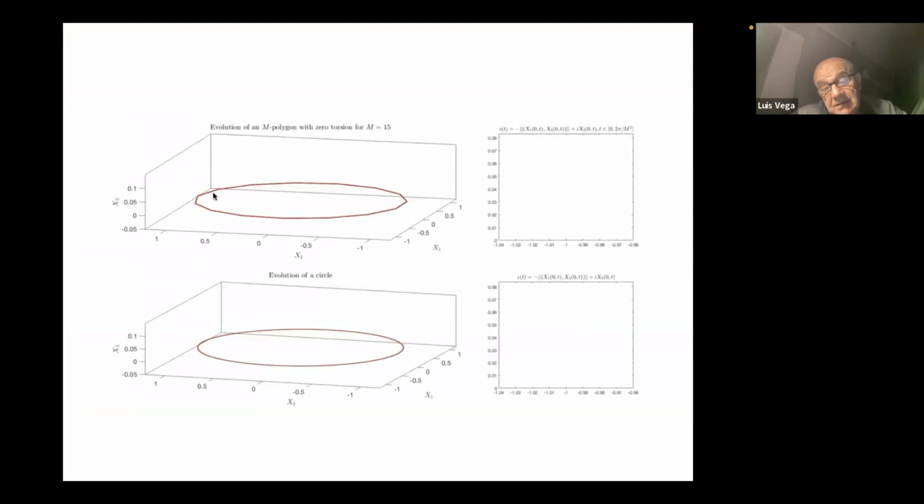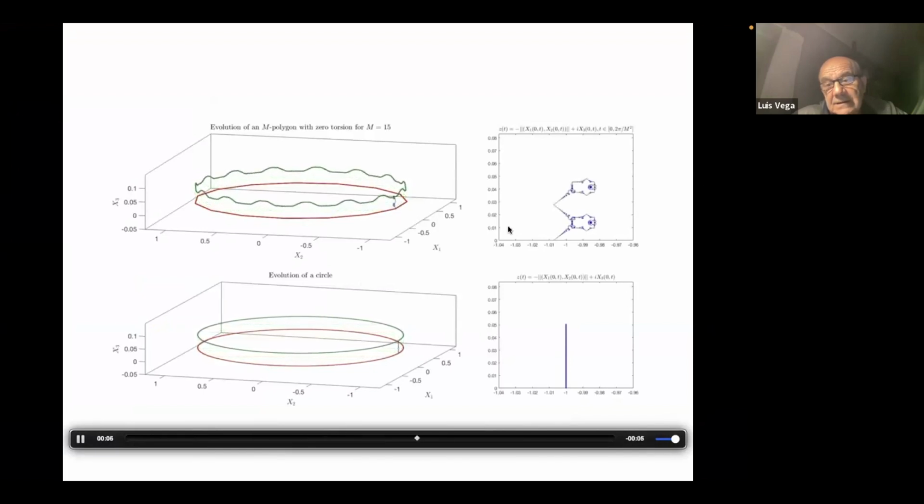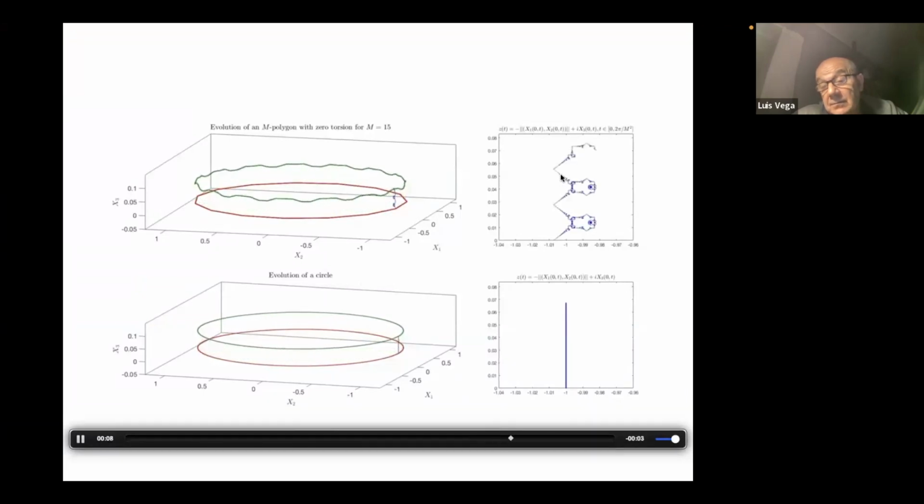The video you're going to see here, at the bottom, is just the circle moving according to the binormal flow, and this is a polygon with 15 sides that is moving according to the binormal flow. And this is what you see. What you see here is nothing but the trajectory of one corner. And as you see, you have a very complex dynamics.